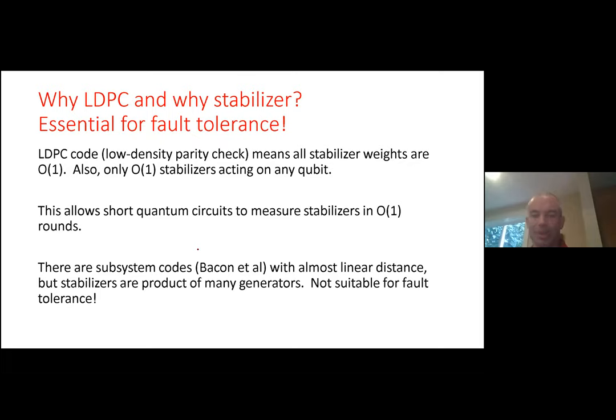There's another kind of code called a subsystem code. If you're not familiar with it, then it's not important for this talk. But one question we often get asked: there are subsystem codes that were known for a long time with close to linear distance. Subsystem codes are stabilizer codes that have some number of logical qubits that you ignore, called the gauge qubits. And these subsystem codes had the property that if you took products of stabilizers and gauge generators, you could make them low weight. And so it seemed like, yes, they're LDPC because they were low weight generators you could measure.